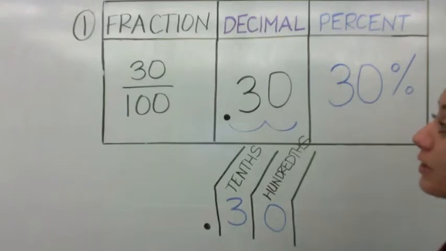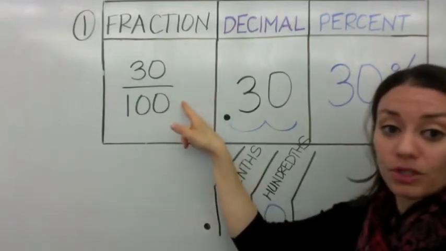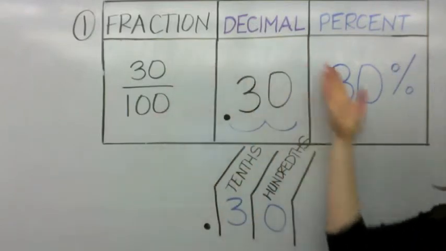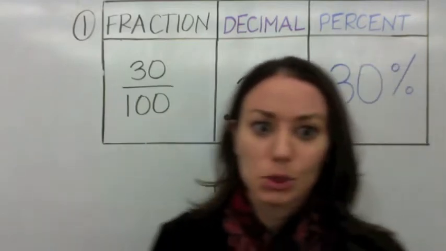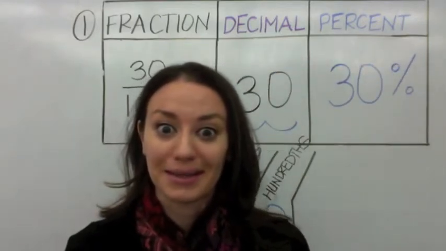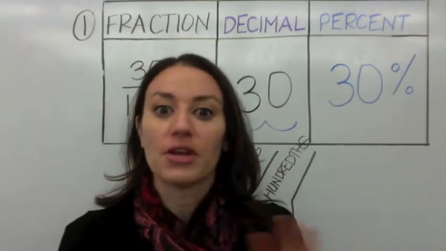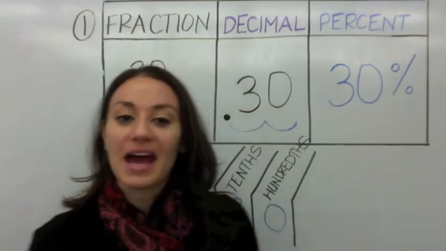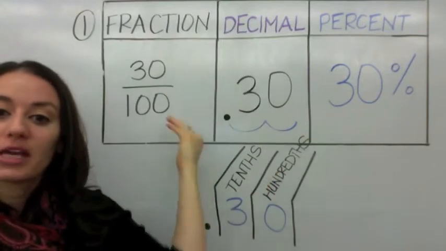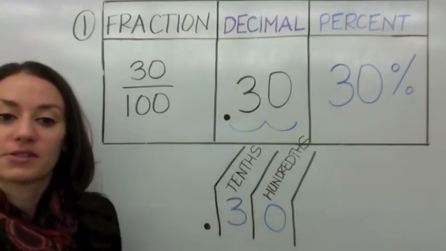If you got 30 out of 100 correct on your test, you would get a 30%. Does anyone know what that is? Oh, that's really low, okay? Yeah, if you get half right, it's an F, so this is a really low F. None of you would get that. But yeah, this would be 30%, 30 out of 100, or 30 hundredths.